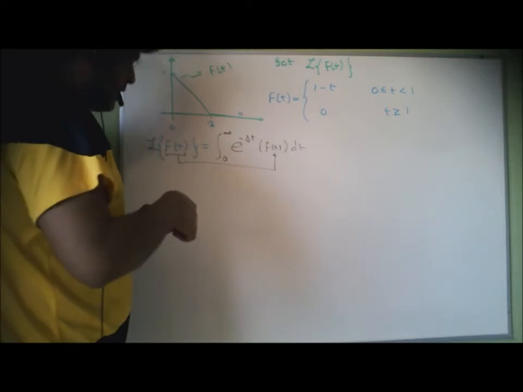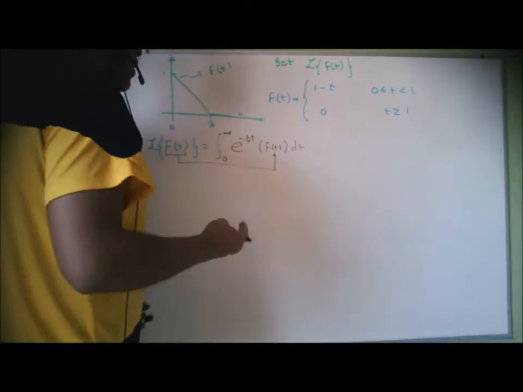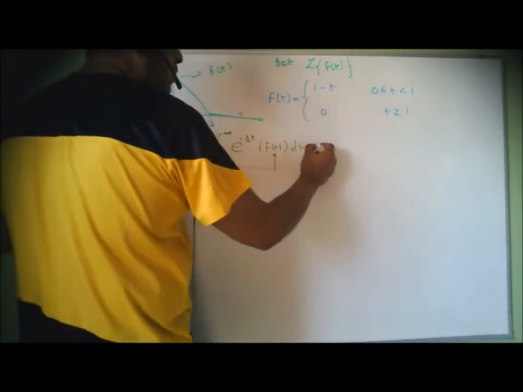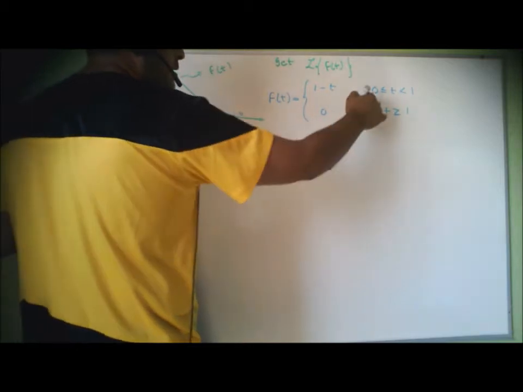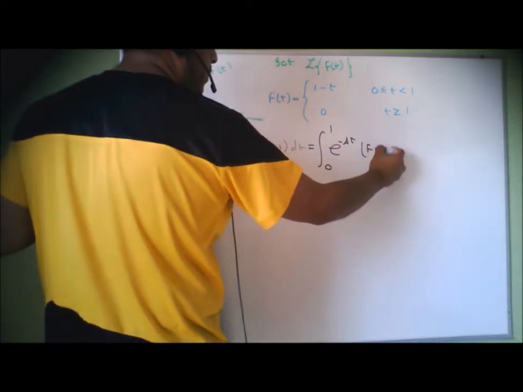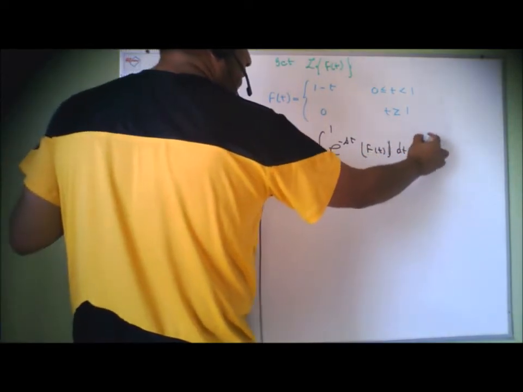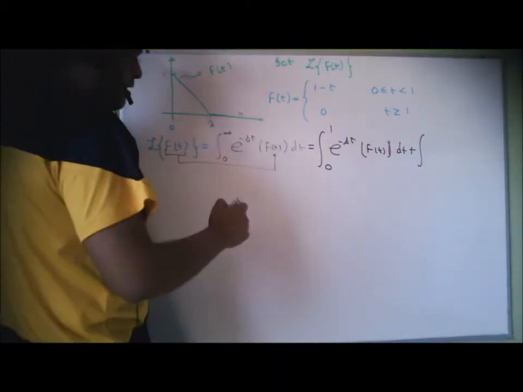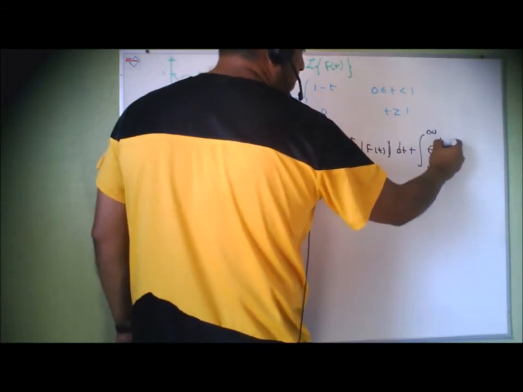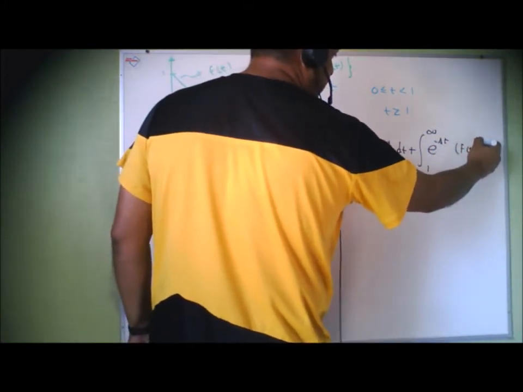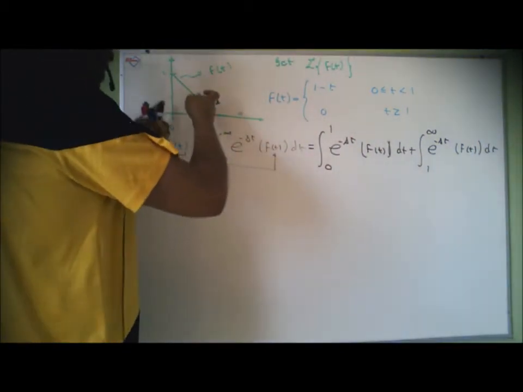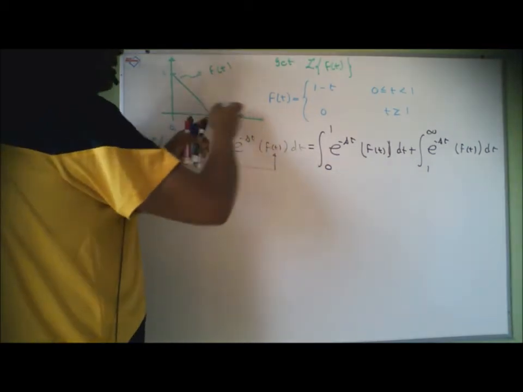Now let's split this integral into two integrals, one in this section and one in the rest. So I'm going to make the integral from 0 to 1 of e to the minus st times f of t, dt, plus the integral from 1 to infinity of e to the minus st times f of t, dt. So what we have done is just make the integral from 0 to 1 and then from 1 to infinity.